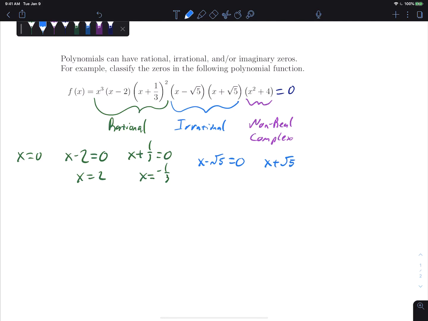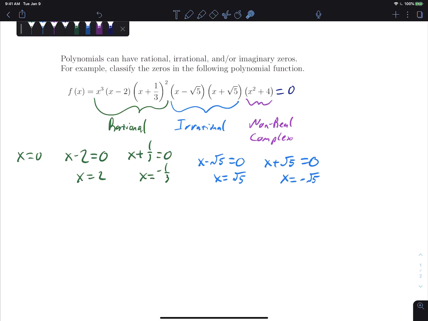For the next two, we have x minus the square root of 5 equals 0, and x plus the square root of 5 equals 0. That means we add the square root of 5 and we subtract the square root of 5, so it gives us square root of 5 and negative square root of 5. Now notice that there are radicals with these, and they are real numbers still, but they are in fact irrational because they have radicals still.